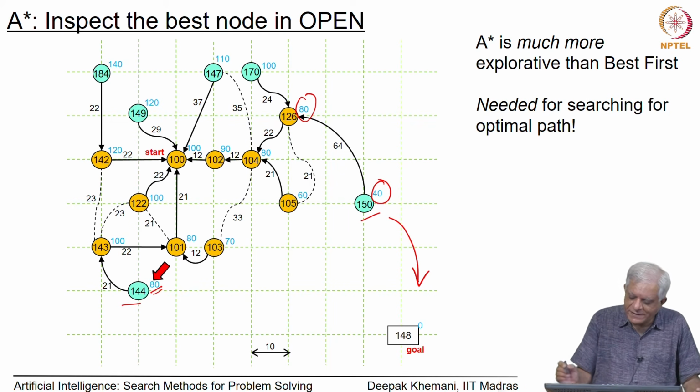This extra explorative behavior is necessary if you want to guarantee that you are not going to miss out an optimal path. And we will talk about optimality more formally in the next segment.